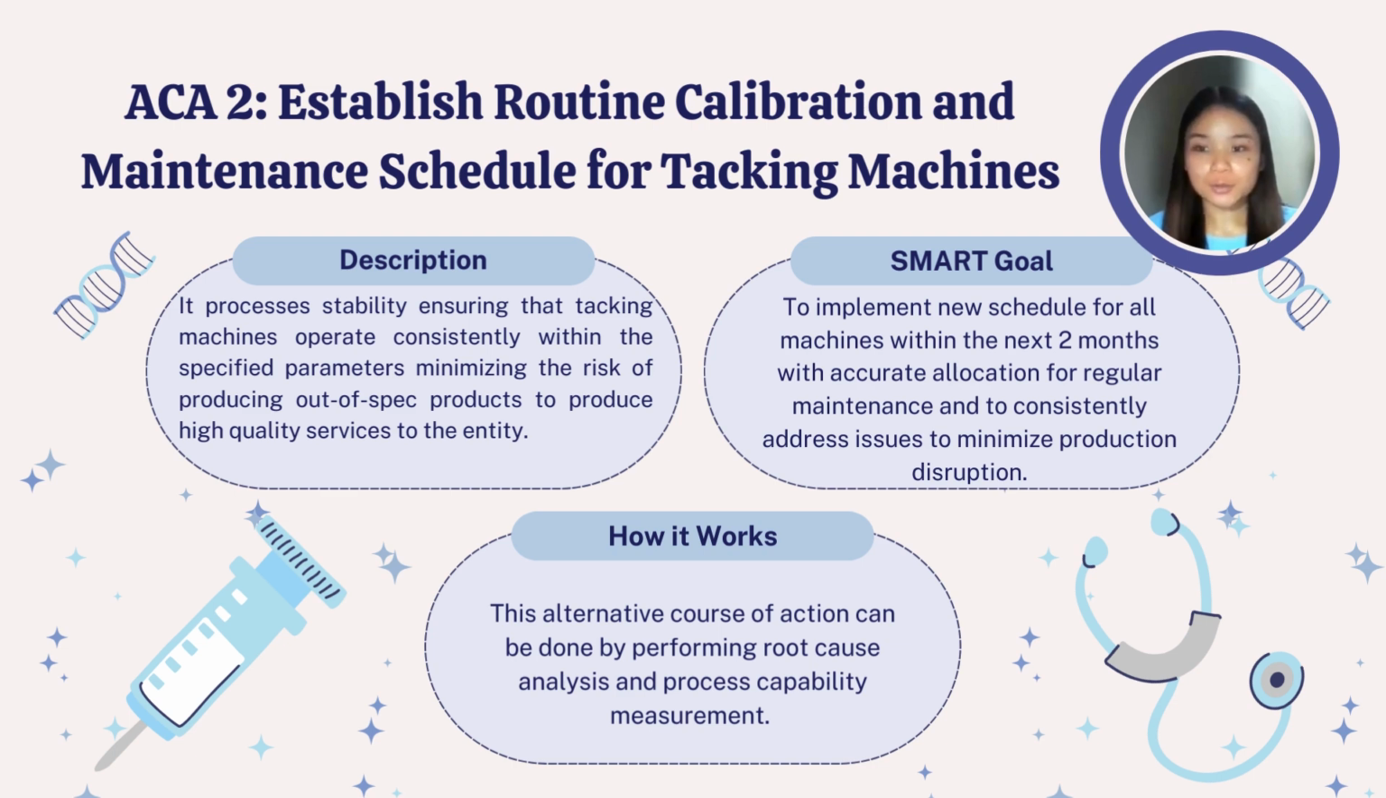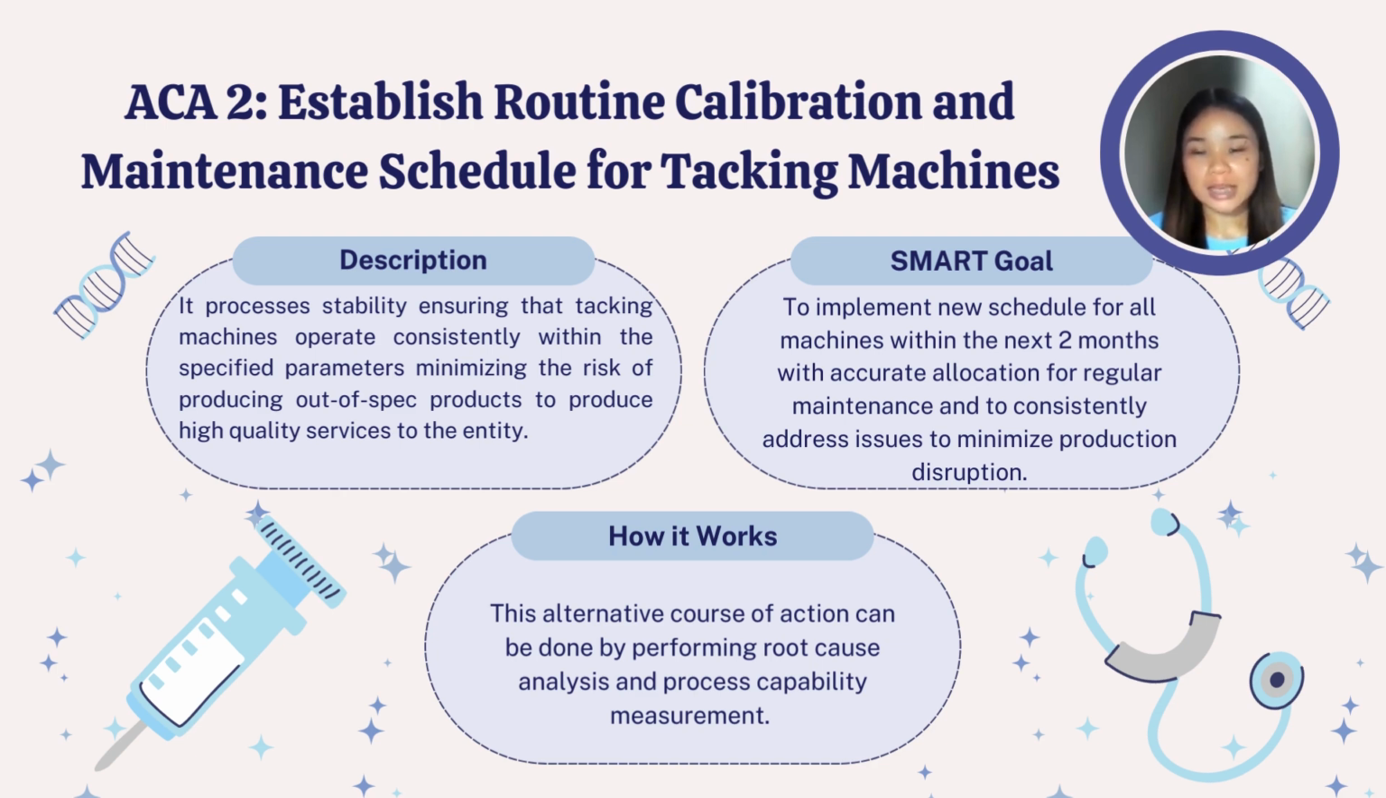For alternative 2, establish routine calibration and maintenance schedule for tacking machines. This alternative promotes stability to ensure that tacking machines operate consistently within the specified parameters. This dynamic approach allows for timely interventions, minimizing the risk of producing out-of-spec products and staying within its limits to steadily produce high-quality services to the entity.